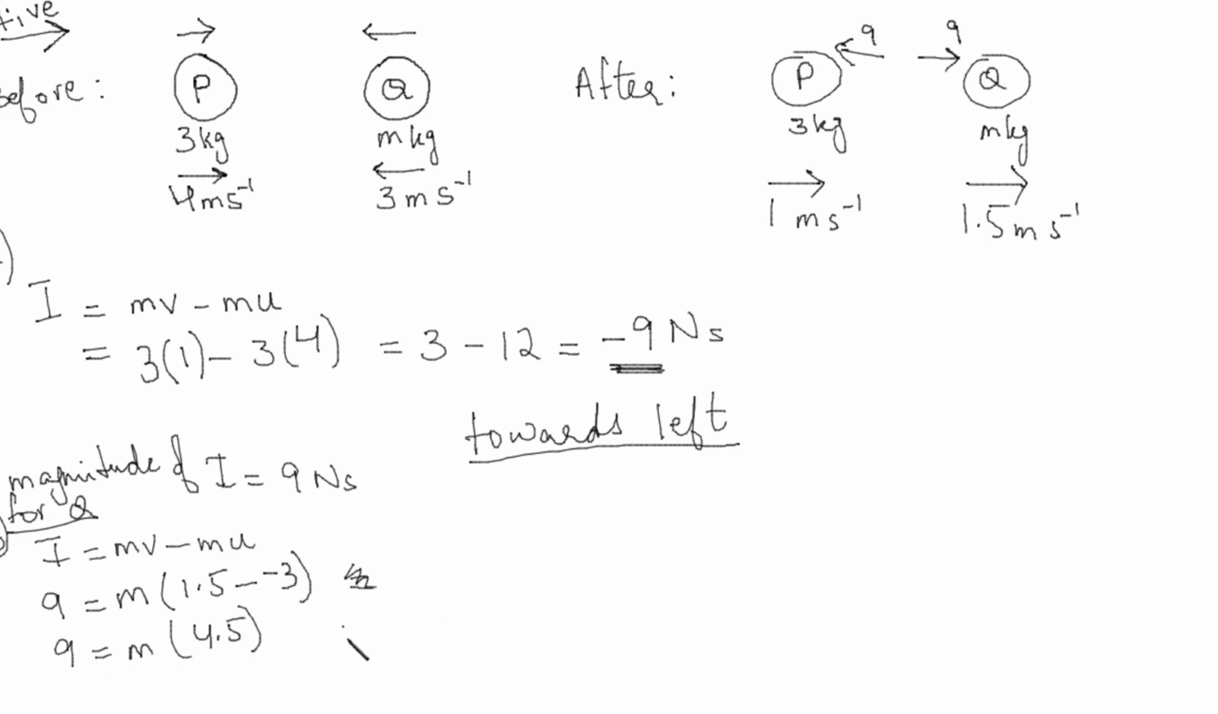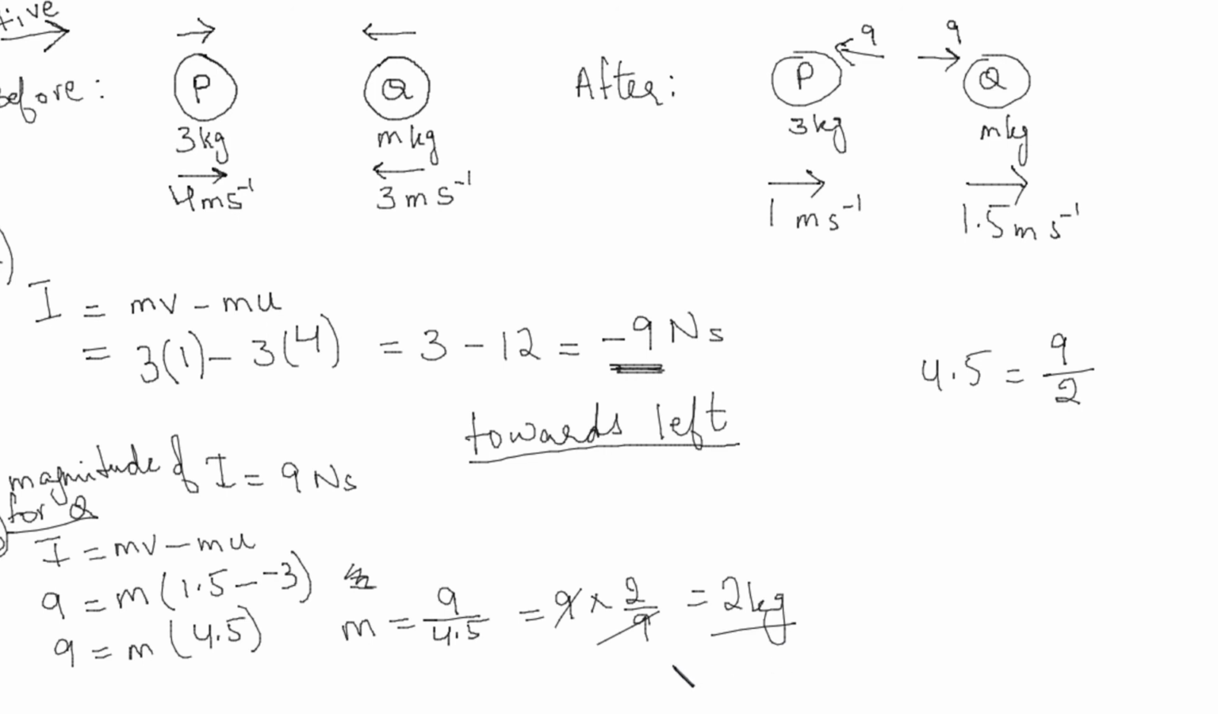And then we can find m equals 9 divided by 4.5. I don't have my calculator right now, so I'm just going to do it by hand. I can say that 4.5 is 9 by 2, okay? So this would be 9 times 2 by 9, and it is 2 kilograms. So that's the mass of Q.